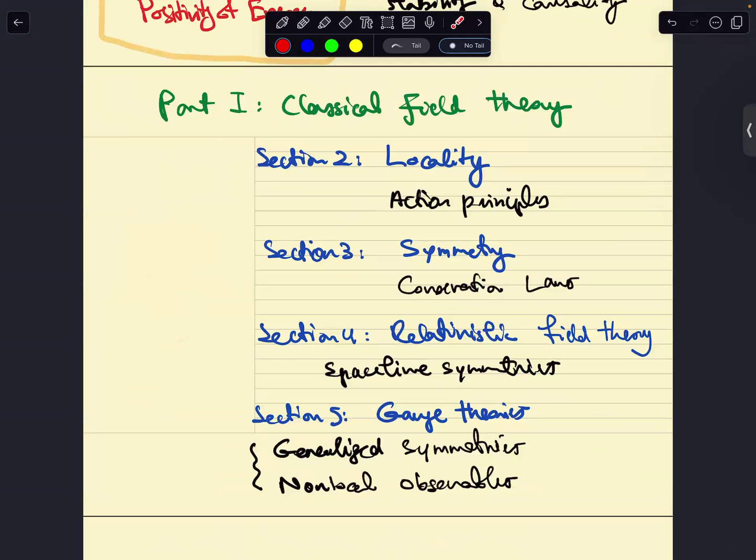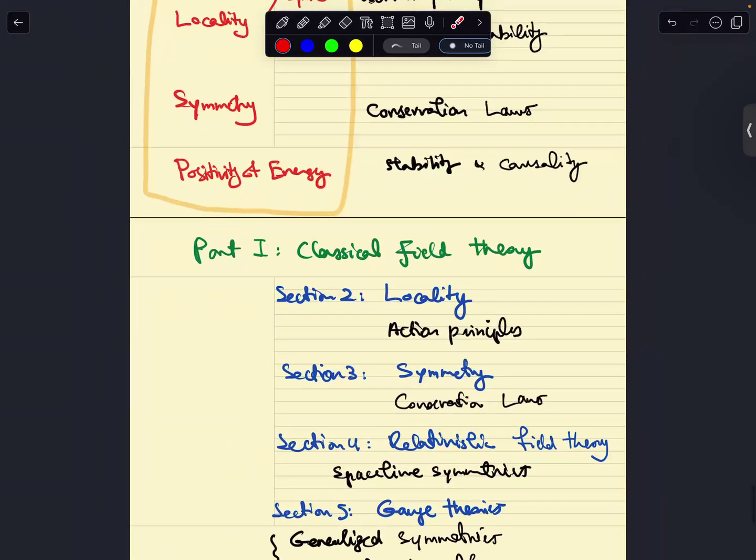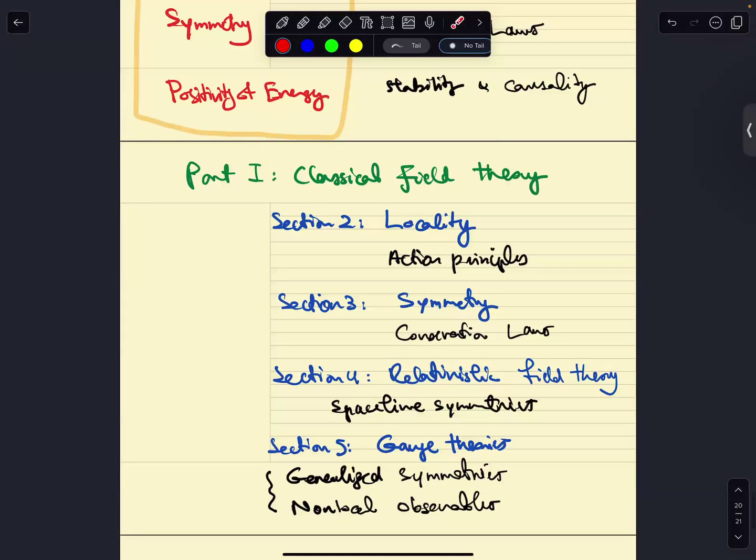Now, exactly because of that, part 1 of the course is going to have the following structure. In section 2, we're going to discuss locality. We're going to discuss action principles, dynamics of the fields, how to derive the equations of motion. We're going to discuss symmetry in section 3, which is conservation laws, Noether theorem, and its consequences. Section 4 is going to be relativistic field theory. This is when we start talking about relativity, where, as a particular type of symmetry, these are space-time symmetries.